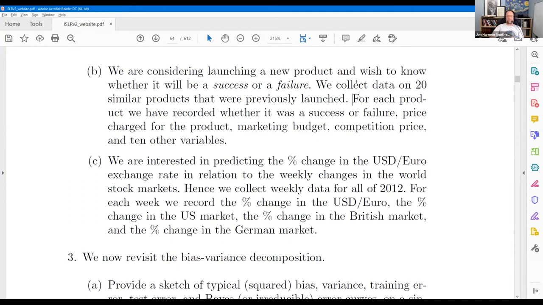It says we are considering launching a new product. Not, we're considering investing in a new product. Because in that case, you might want to run through a ton of products and just choose which ones are likely to be a success based on what you know. This one, it looks like you have control over some of the dials. Right. Yep.